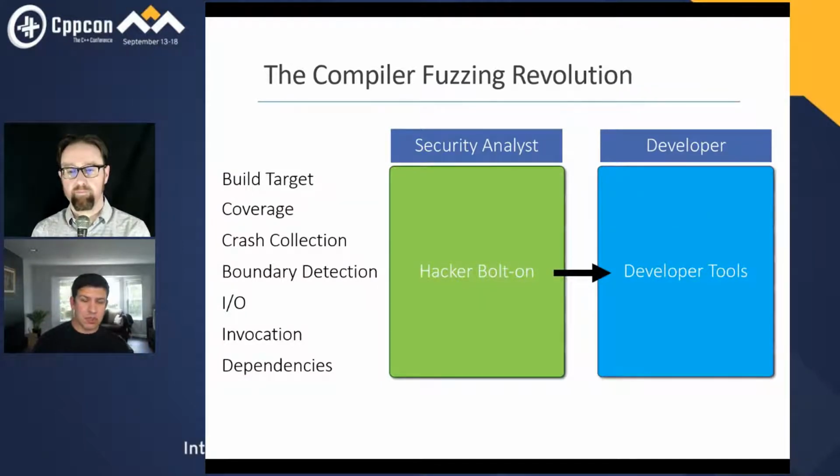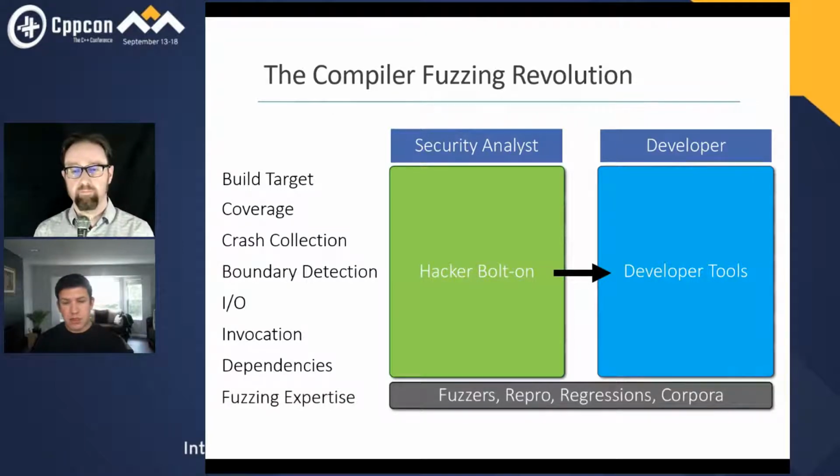Really the goal here is to pivot from the hacker bolt-on paradigm to introducing developer tools. We need to reach developers where they're already working, in tools they're already familiar with and in paradigms in which they're already familiar and operating. And through all of this, we can rely on the security analysts to provide fuzzing expertise. They can write new fuzzers, they can ensure that they reproduce correctly, they can assist with regressions and automatic regression testing, and introduce and manage the corpora responsible for making widely available parsers fuzzable.